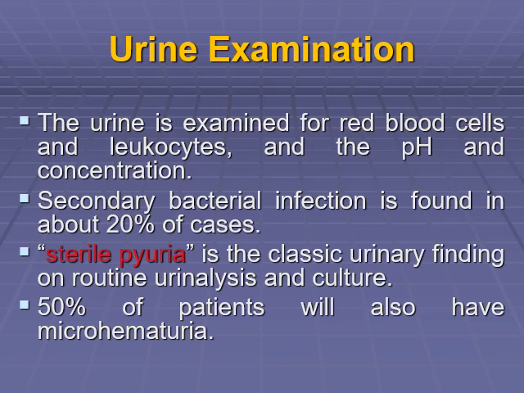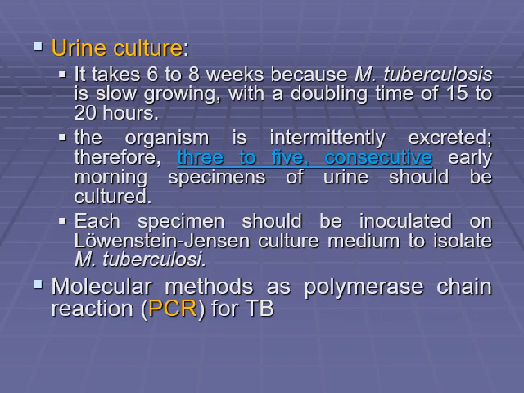When we start to do urine examinations, we examine the urine for red blood cells, leukocytes, the pH and the concentration. Secondary bacterial infection can occur in about 20% of cases. Sterile pyuria is the pathognomonic picture of TB: we do a routine culture and the culture comes out with no growth. This means that the organism is not present or cannot be cultivated in ordinary media. 50% of patients will also have microhematuria. We do a culture for the TB.